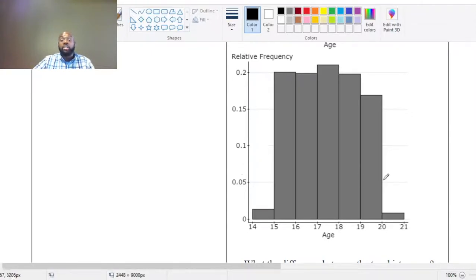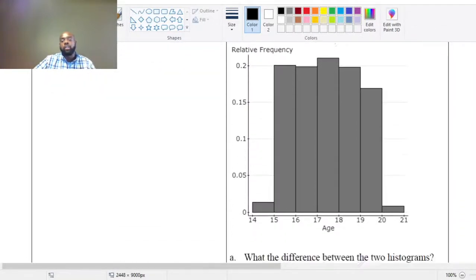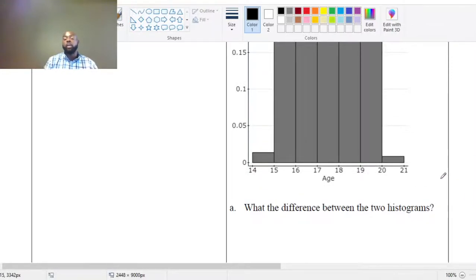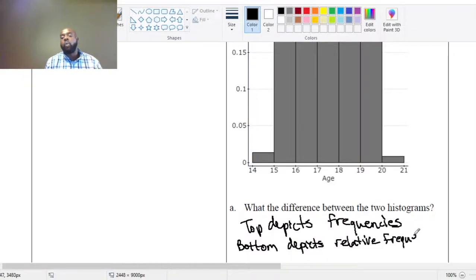But here we go. We have our relative frequency here, and then we have our frequency, our count here. And we can see that our axis is definitely counting because we have numbers like 500, 1,000, 1,500, and so forth. And so the difference between the two histograms is that the top depicts frequencies, and then the graph on the bottom depicts relative frequencies.